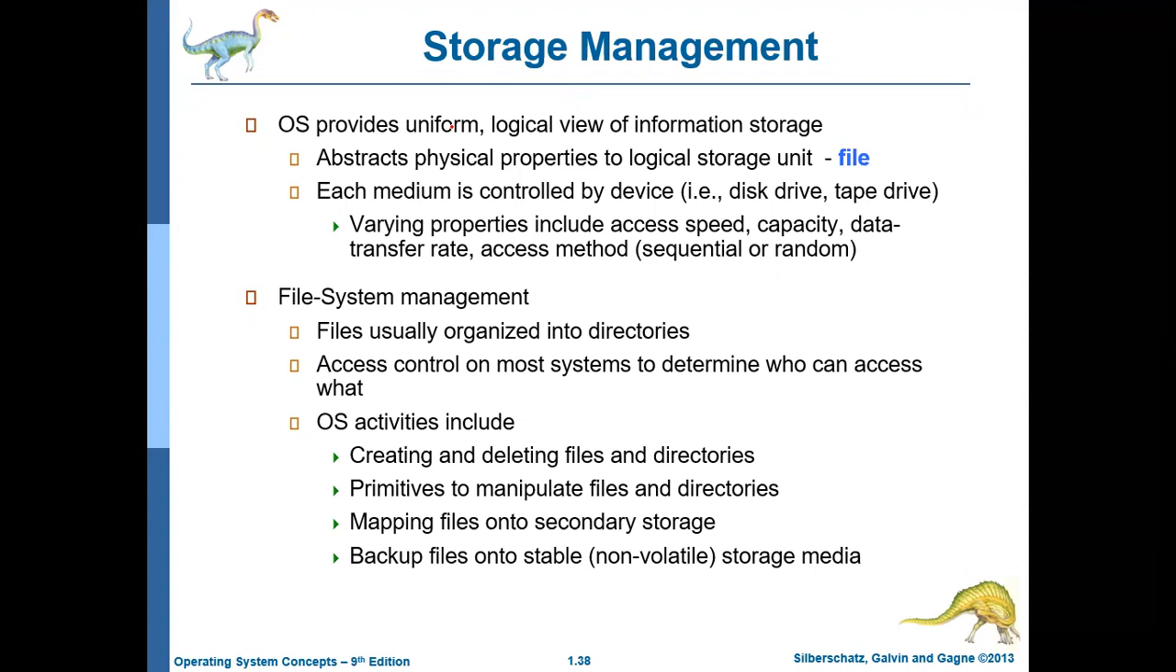The first topic we'll be discussing under storage management is file system management, followed by mass storage management. Then we'll be discussing caching, that is cache memory, which we have already discussed to some extent. And then we'll be discussing the IO system. So storage management has four headings: file system management, mass storage management, caching, and IO system. We'll start with file system management.